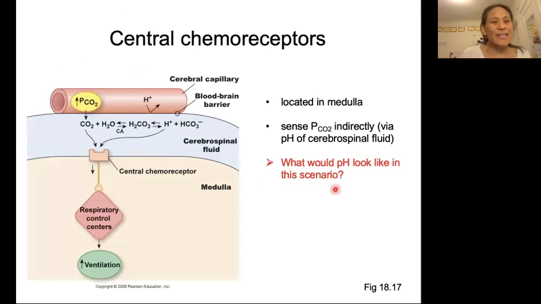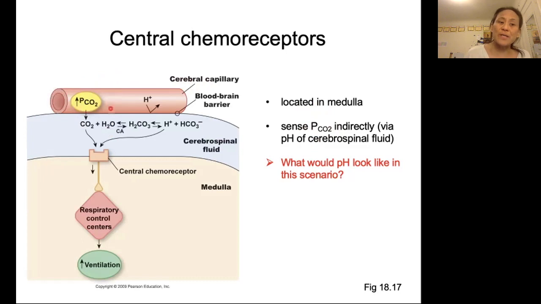Now let's take a look at the central chemoreceptors. So we have chemoreceptors in our brain, specifically in a part of our brain called the medulla. Okay. And what they do, they actually only sense PCO2, but indirectly. So they sense PCO2 indirectly by looking at the pH of the cerebrospinal fluid. Okay, so to illustrate this concept, let's take a look at this example here.